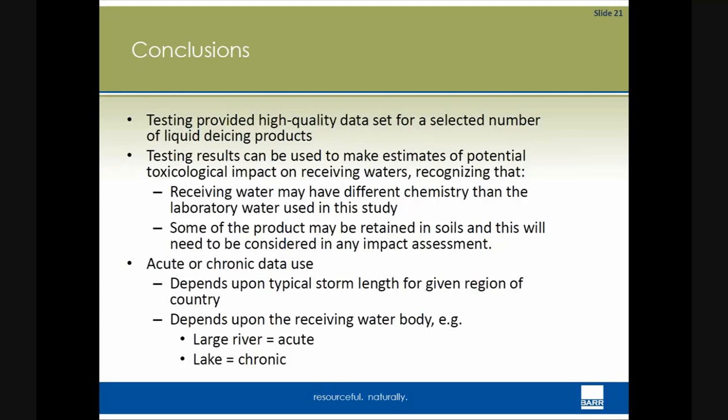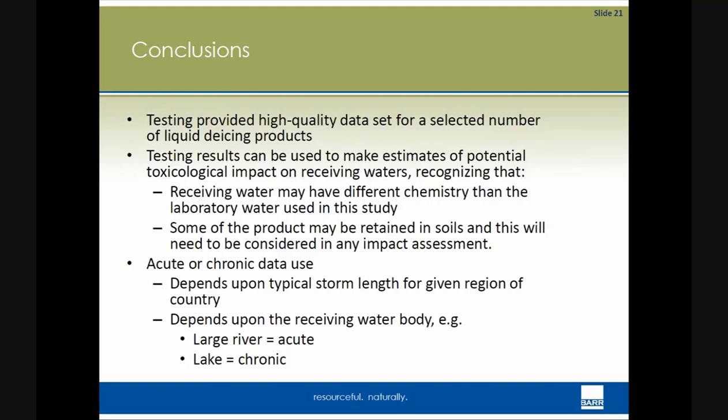to make some estimates of potential toxicological impact on receiving water bodies, recognizing that the receiving waters may have somewhat different chemistry than the laboratory water we used in the study. The laboratory water consisted of basically dissolved salts, the minimum dissolved salts needed to allow proper functioning of aquatic life. Receiving waters may have different conditions with respect to temperature and chemical composition than the laboratory water and laboratory conditions we provided for in the study.